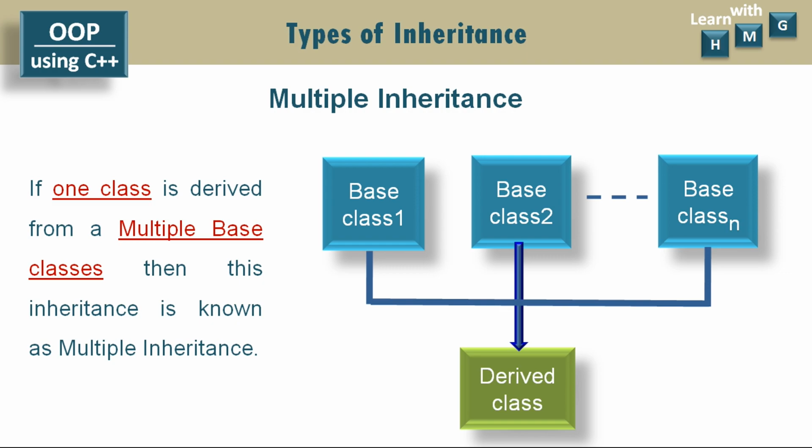So like this, in multiple inheritance there are multiple base classes and one derived class.